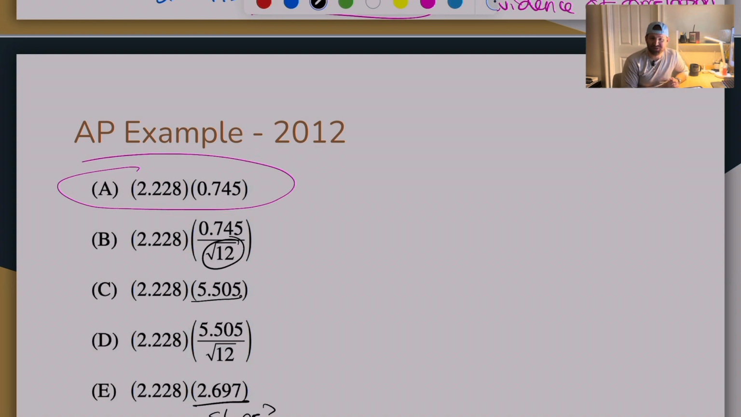So the biggest thing in the multiple choice here is to be very careful. This is going to be your most common wrong answer. C and D are also very common if you're reading the wrong row. So make sure you pay close attention.